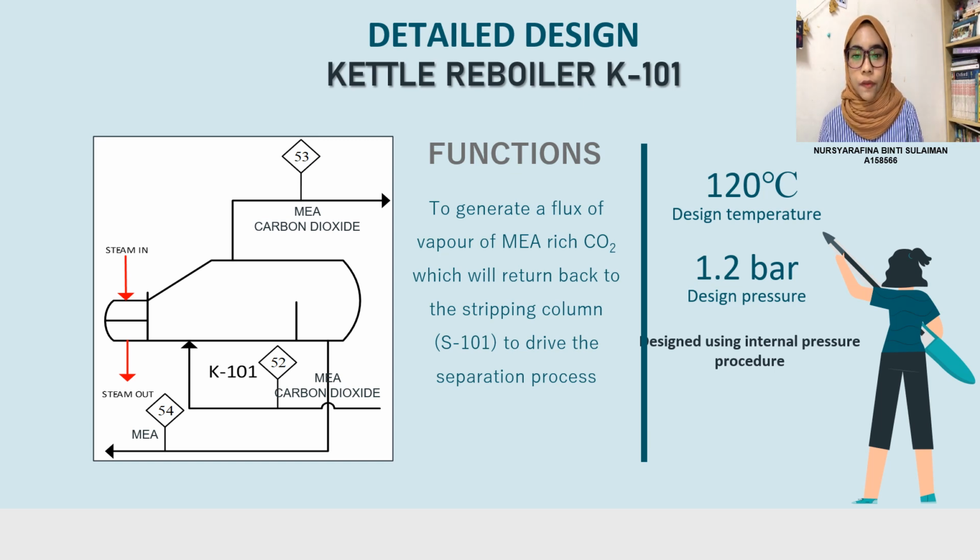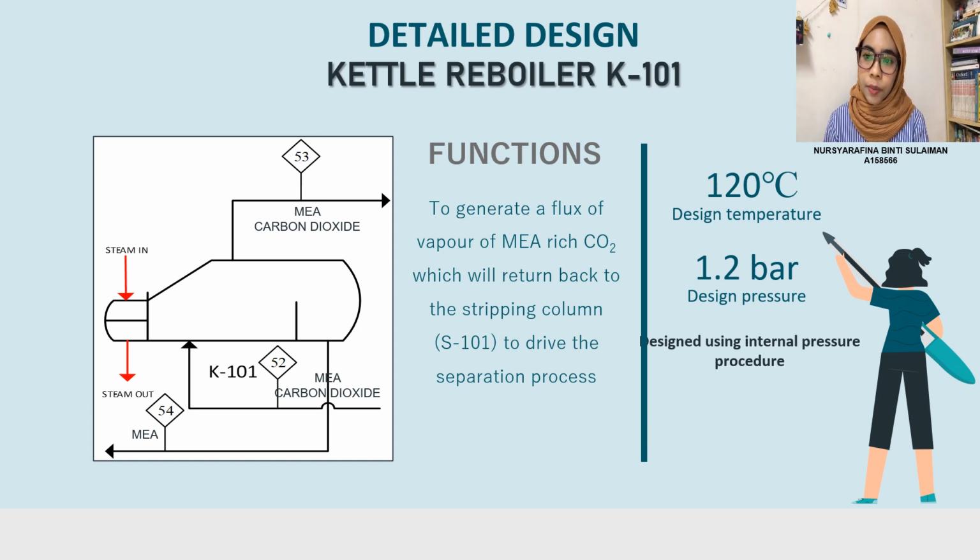First of all, the function of this kettle reboiler is to generate a flux of vapor where liquid will first flow into the shell where there is a tube bundle, and boiling will take place from the outside of the tube bundle, and the vapor will return back to the stripping column to drive the separation process.